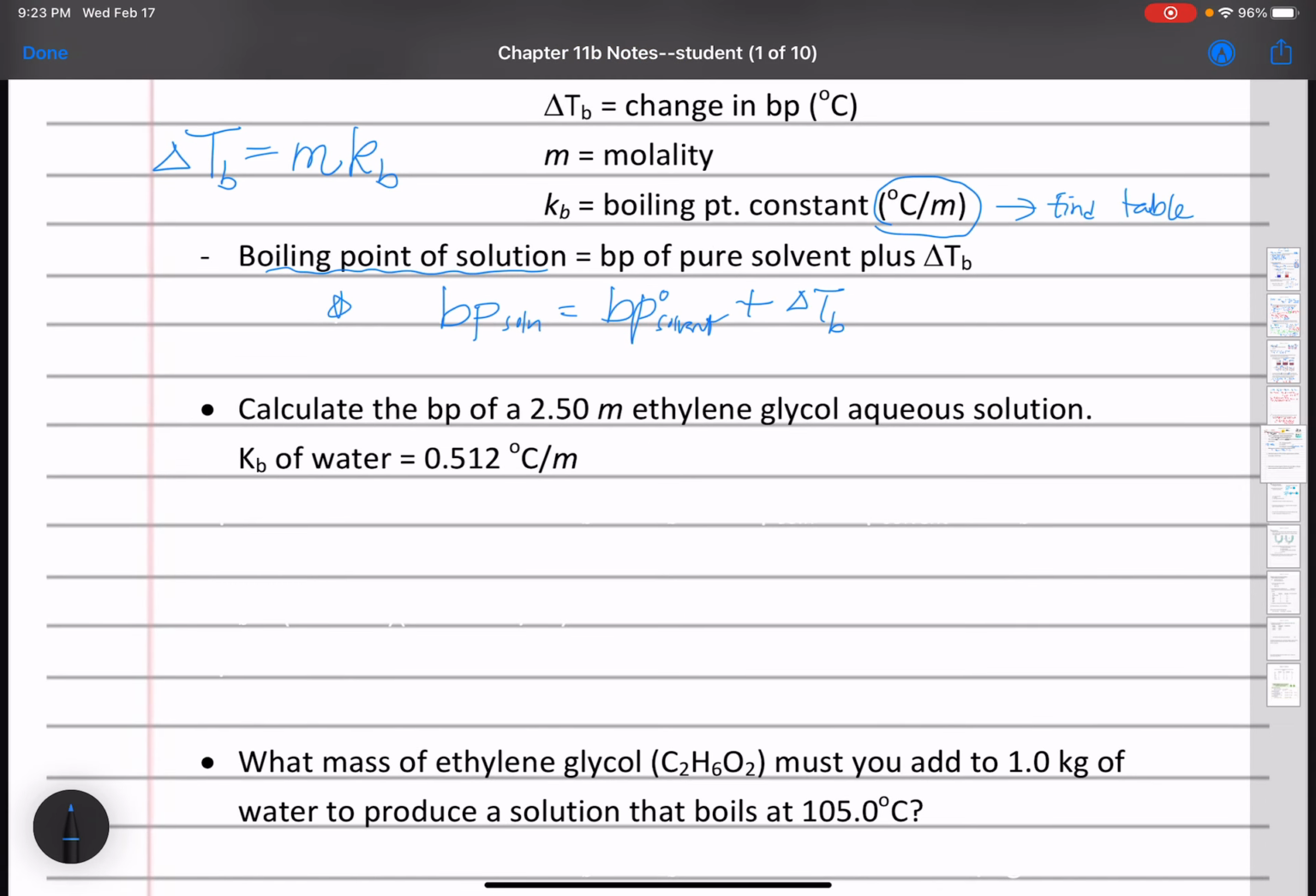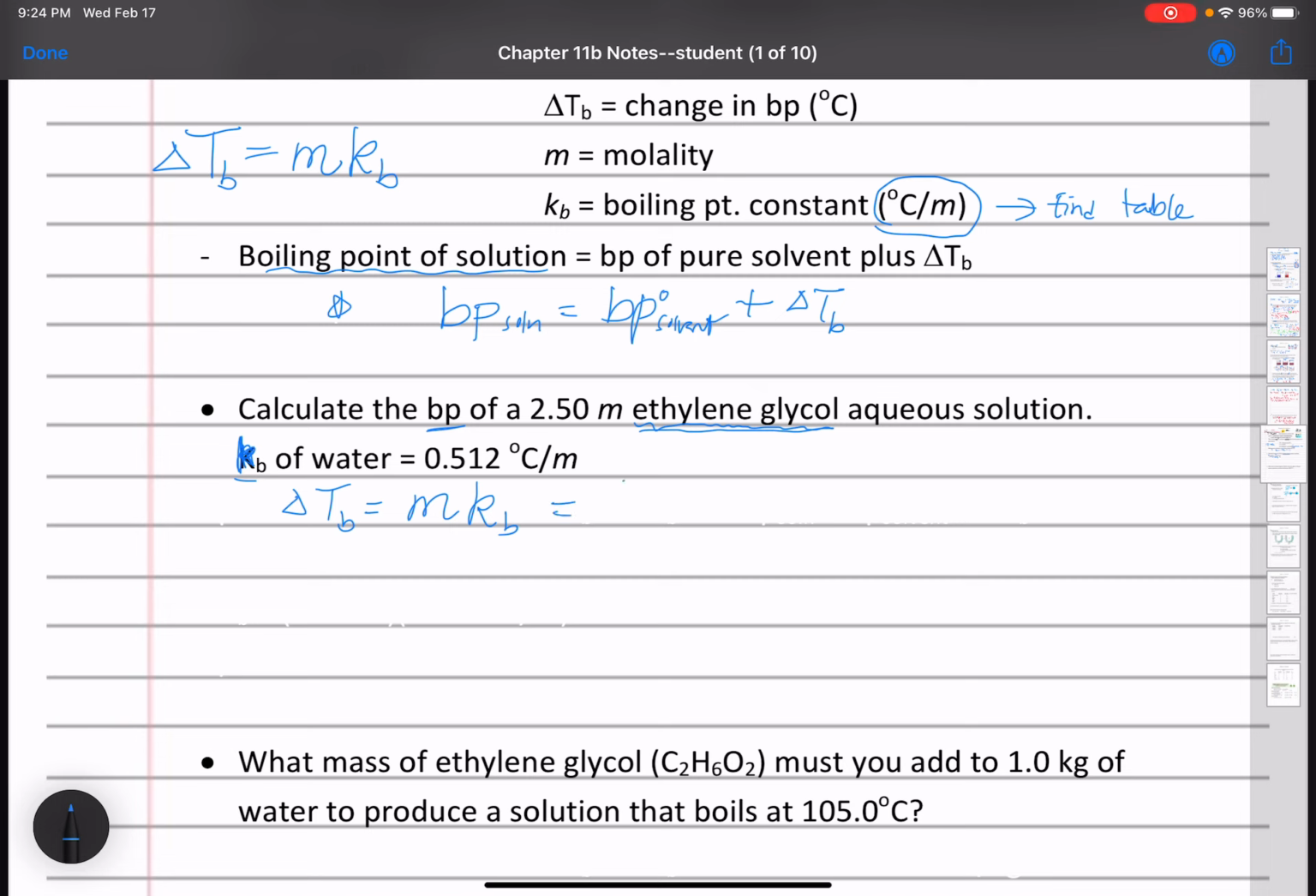All right, this first example problem says calculate the boiling point of a 2.5 molal ethylene glycol aqueous solution. Ethylene glycol, by the way, is antifreeze that you put in your car and stuff. And it gives us the Kb of water. And this should be a lowercase k. That's actually important. It should be a lowercase k. So the boiling point constant of water it gives us. So we can calculate the change in temperature of the boiling point by doing this equation here, and we were conveniently given all of these values.